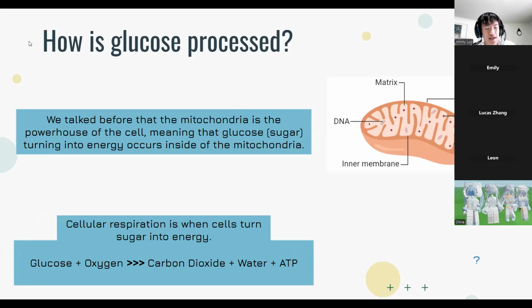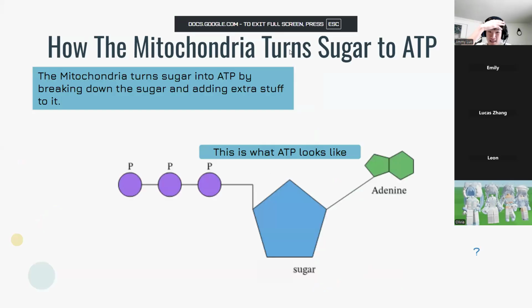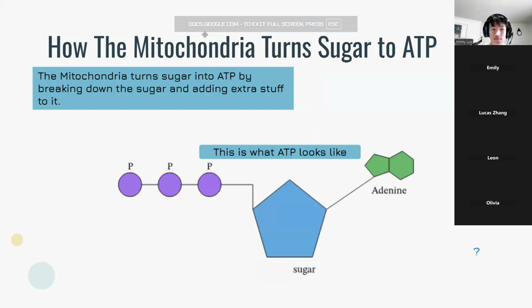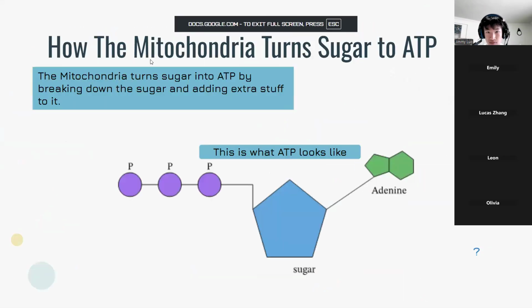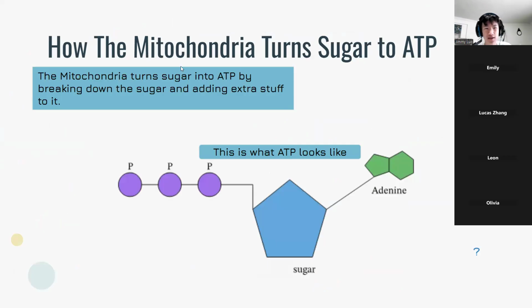Okay, so what is ATP? This is what ATP looks like. It's this cool little shape, and the mitochondria turns sugar into ATP by breaking down the sugar and adding extra stuff to it.